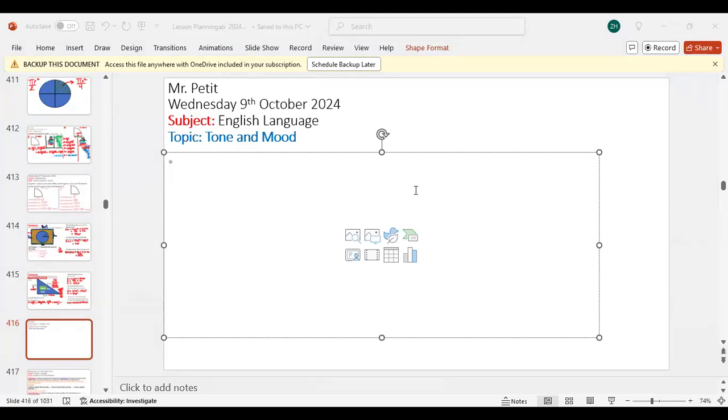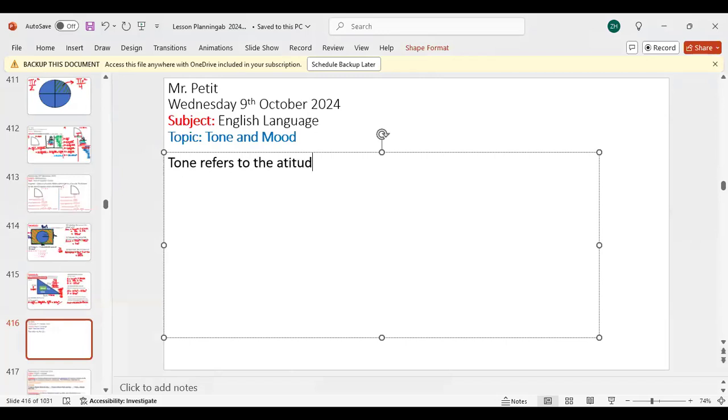Okay, so let's go ahead, Charisse. Is it two main elements that make up a story? Well, of course, it does make up the story. Now, let's define this. So tone refers to, write this down for me, please. Tone refers to the attitude or emotional expression.